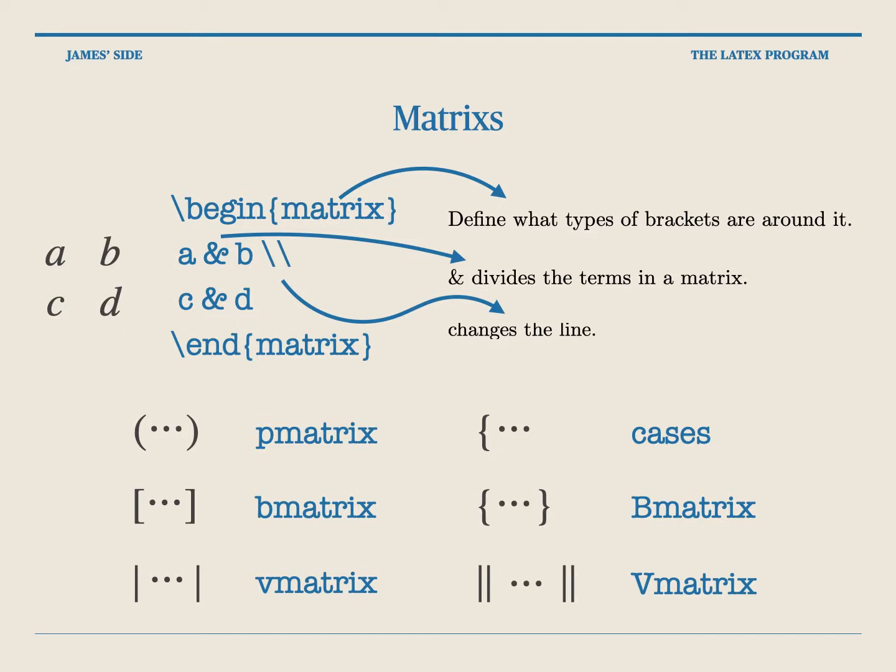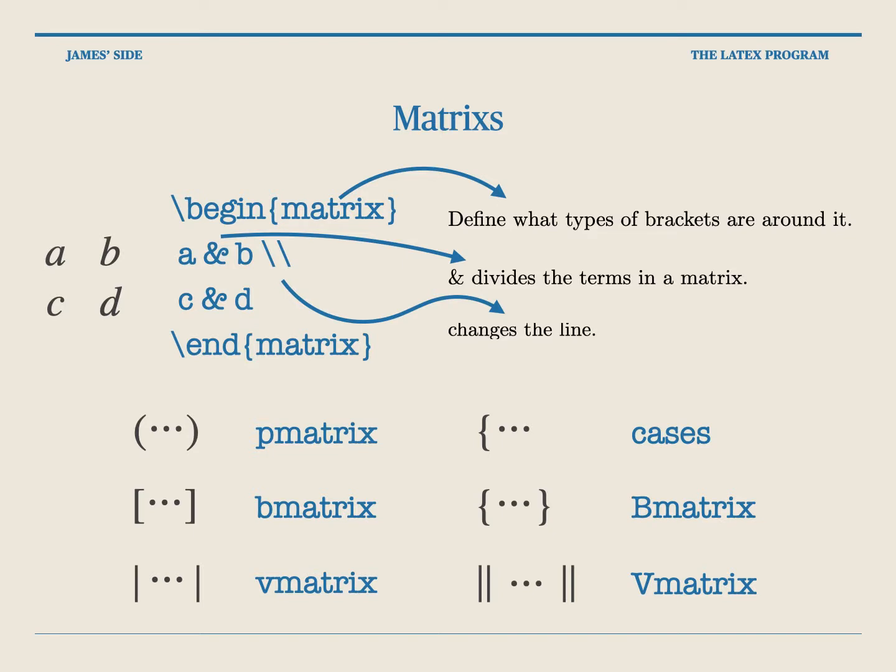And also the ampersand here in the typed code actually divides the terms in the matrix, so it knows that the two terms are separated and they're not the same one. And for the last, you also have the two slashes to change the lines, and at the end, you end the matrix.